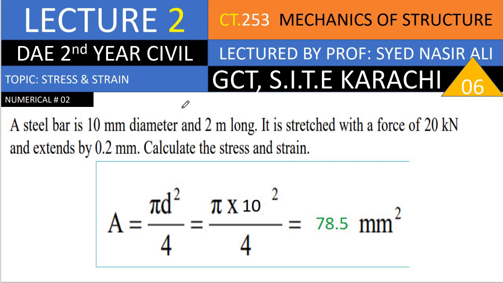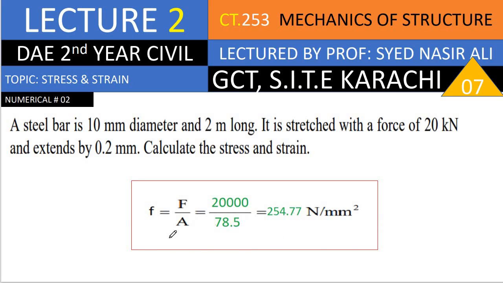This is the calculation step 1. We are finding the area of the cross section. A is equal to pi d square by 4, and here the diameter is 10 mm, so we are putting the diameter 10 mm, 10 square multiplied pi divided by 4. We are getting the cross sectional area is 78.5 mm square.